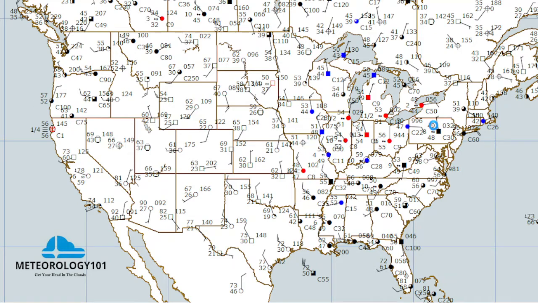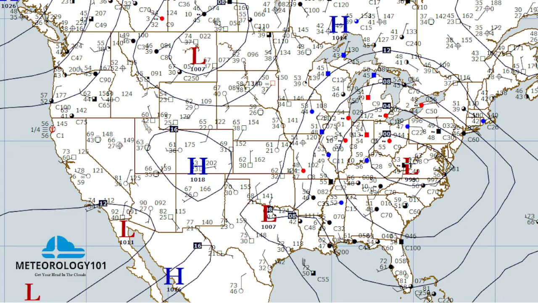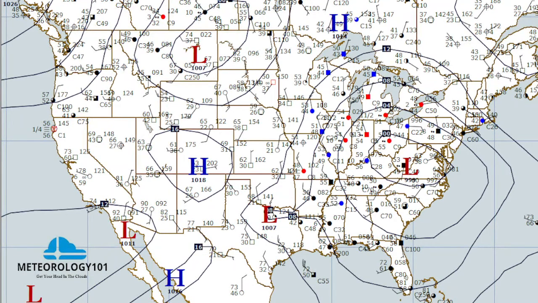How come we can't see anything? I erased it. Never mind. Okay, turn that back on. I'd probably bring that low a little bit to the north, just based on the wind directions. Alright, so right over West Virginia, we would say the low pressure center is there. We have closed isobars above that.